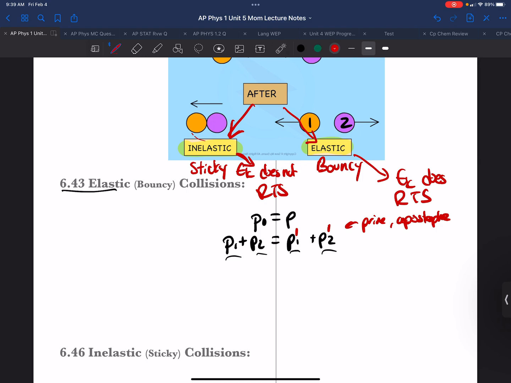Now, we can extend this. We could expand this to be P1 plus P2 plus P, any number of P's. So P1 prime plus P2 prime plus P3 prime, and we could keep adding more and more if we want. So our basic approach is to determine the number of particles beforehand and the number of particles afterward, and we create a momentum term for each of those. And so that's what our expression looks like.